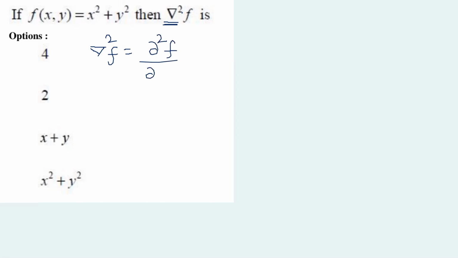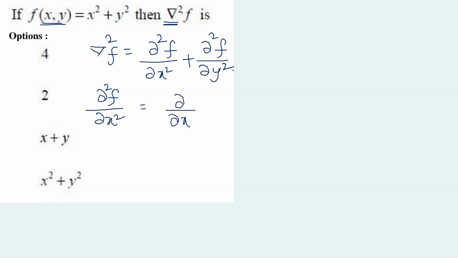by dou x square plus dou square f by dou y square, as it is a multivariable function that only depends on two variables. So we have obtained the partial derivatives of given function with respect to two variables. If we have three variables, then we need to add one more term, that is dou square f by dou z square.